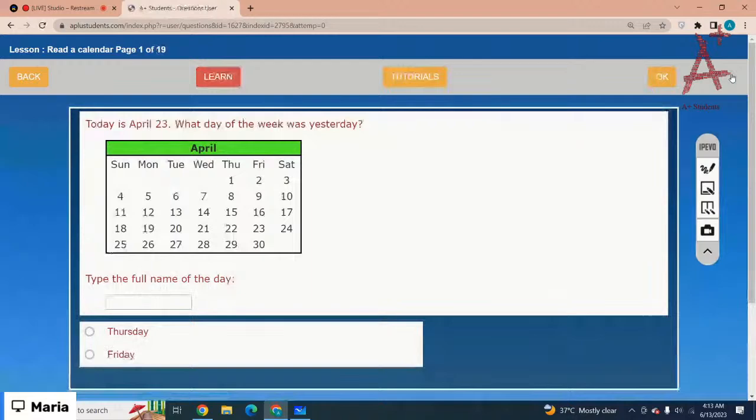So who is in grade 3? Today is April 23. What day of the week was yesterday? So today is April 23. Move to April 23. Here it is. That means today is Friday. Which day is yesterday? Yesterday is the day that is before today. Got it? So if today is Friday, that means yesterday was Thursday. Got it? So it would be Thursday. Got it?